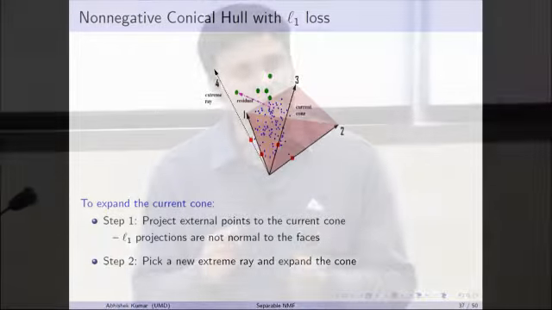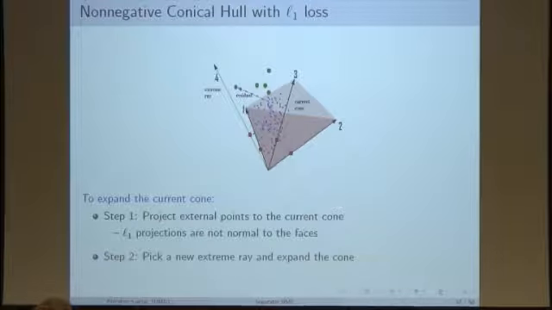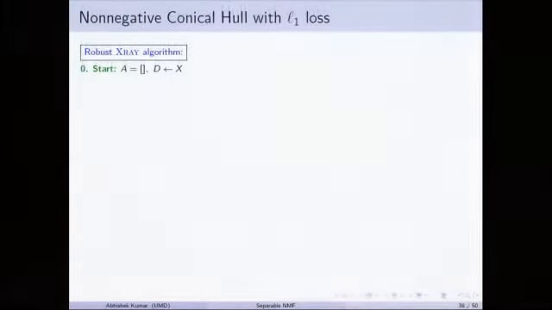So again, this is a conical algorithm that recovers the extreme rays of the conical hull. And this time we do it with the L1 residuals. So we project all the external points to the current cone, and the projections are in terms of L1 norm. And once we have these projections, we pull out a new extreme ray using these L1 residuals and expand our cone. So here is a sketch of the algorithm.